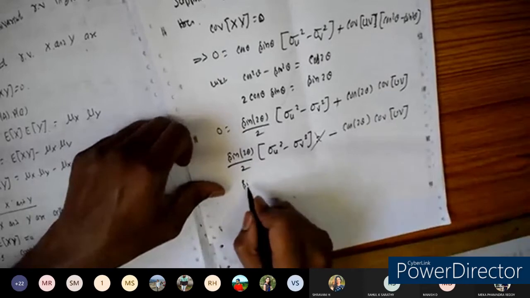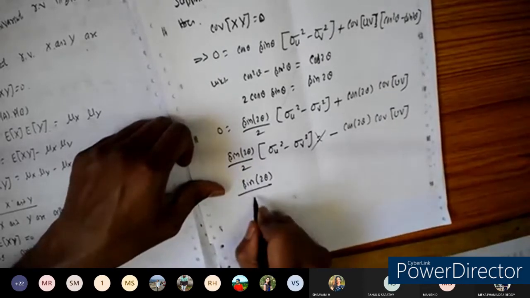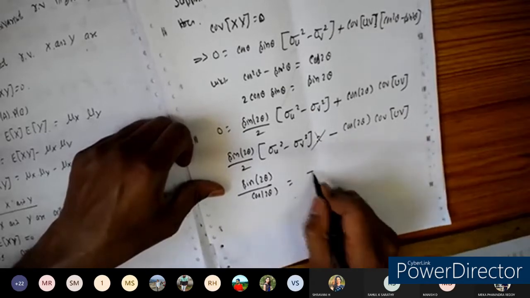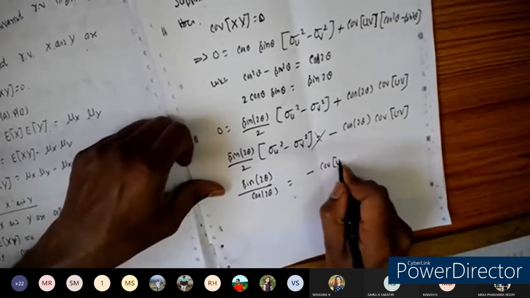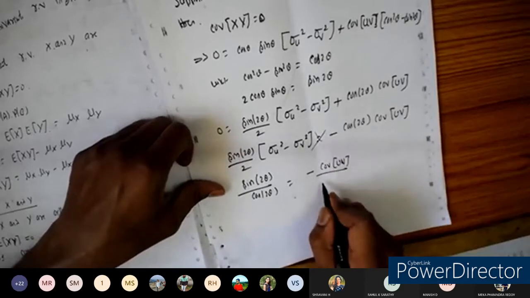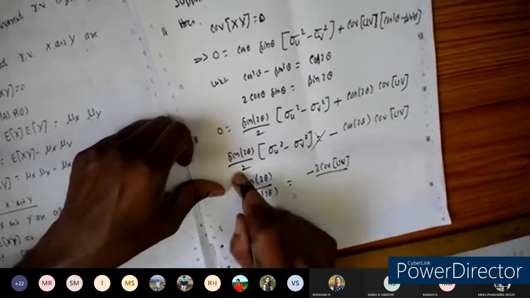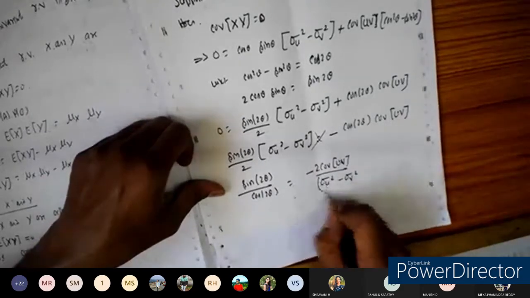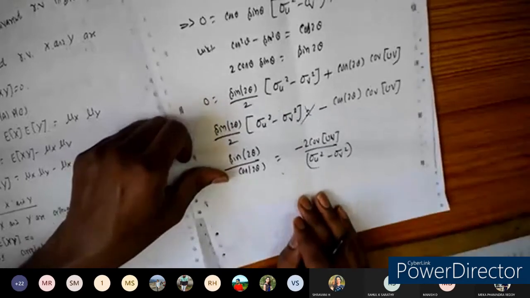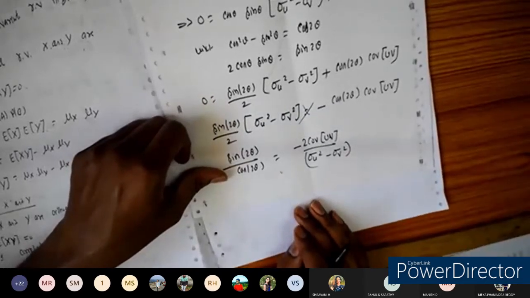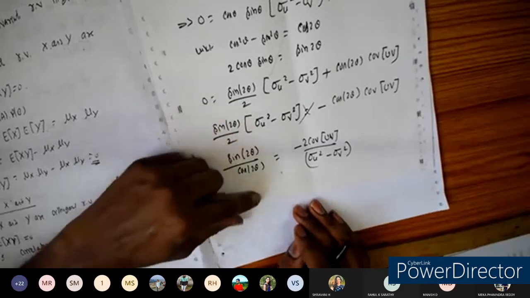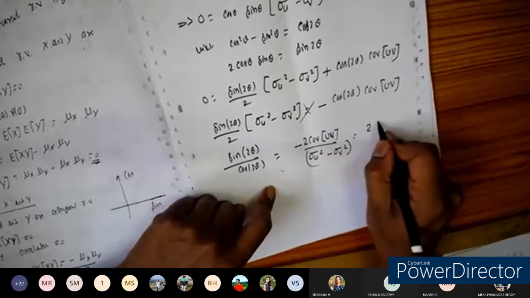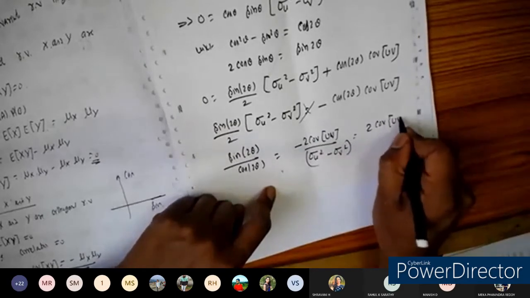if we cross multiply, it will become sin 2 theta divided by cos 2 theta. So this will become equal to minus covariance of the random variables u and v divided by, so 2 will come here, minus 2 into sigma u square minus sigma v square. Here minus is there, so here also you can take minus common.